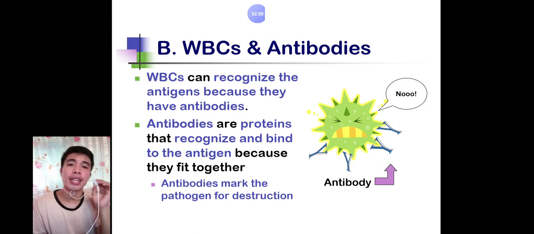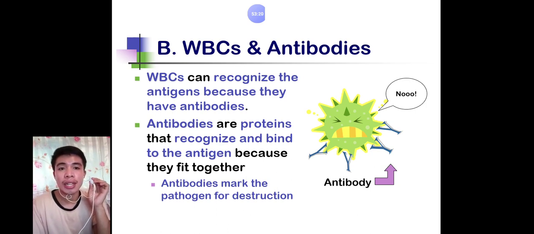Antibodies are produced by our body to fight the antigens, which consist of bacteria, fungus, and viruses. So antibodies are proteins that recognize and bind the antigens because they fit together. So antibodies mark the pathogens for destruction. The antibodies then fight to kill those pathogens for destruction.